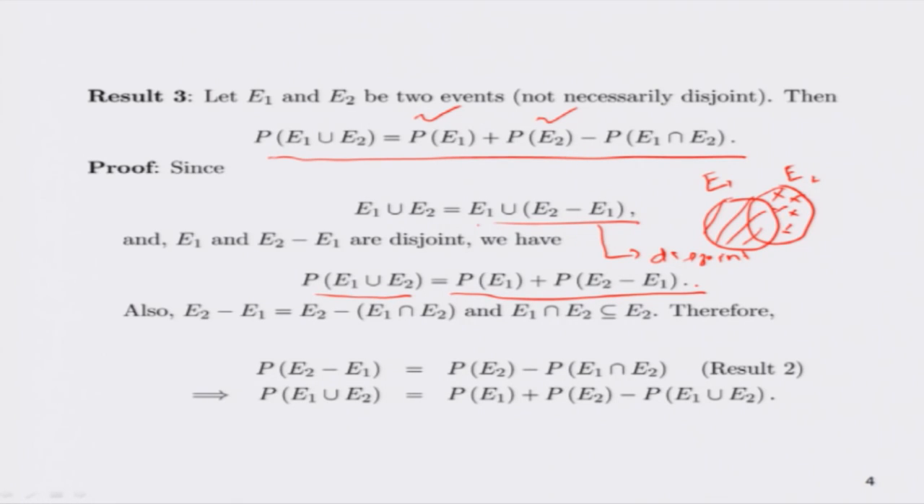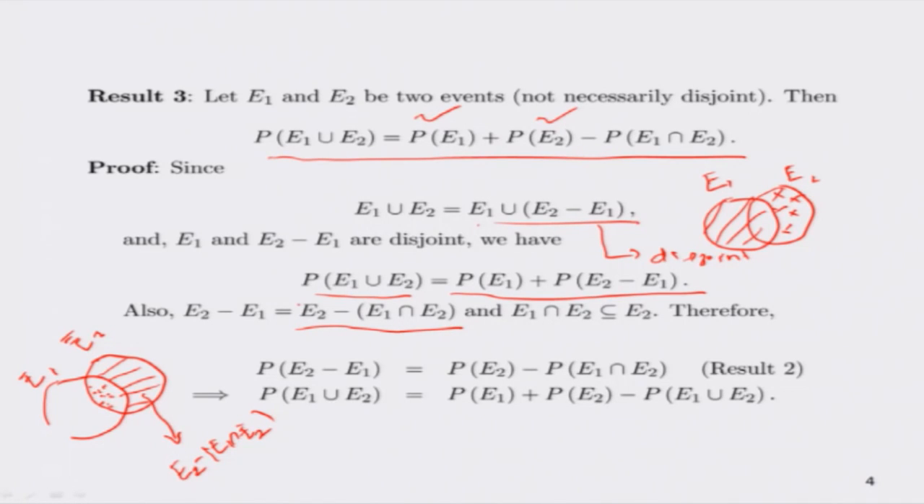Now I try to see what is P of E2 minus E1. If we look at E2 minus E1, this is E1, this is E2. So E2 minus E1 is basically this portion. Now note that this portion can always be written as, if I remove from E2 the common portion E1 intersection E2, which is this portion. So E2 minus E1 can always be written as E2 minus E1 intersection E2. But this portion E1 intersection E2 is contained in E2. So probability of E2 minus E1 would be the same as probability of E2 minus E1 intersection E2, and since this quantity is contained in this, by the last result this probability would be the same as P of E2 minus P of E1 intersection E2. So that is using the last result, which says that E contained in F would imply that probability of F minus E is the same as probability of F minus probability of E.